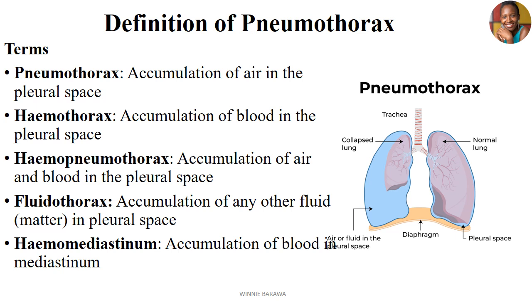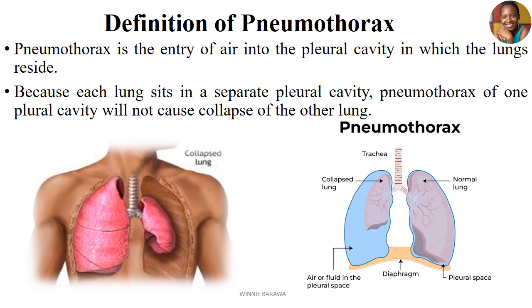So in some books, they define pneumothorax as a disease where there's collapsing of the lungs due to accumulation of air. So by definition, pneumothorax basically is the entry of air into the pleural cavity in which the lung is residing. And we are told each lung is located in a separate pleural cavity, and due to this, the pneumothorax of one pleural cavity may not cause collapse of the other lung.